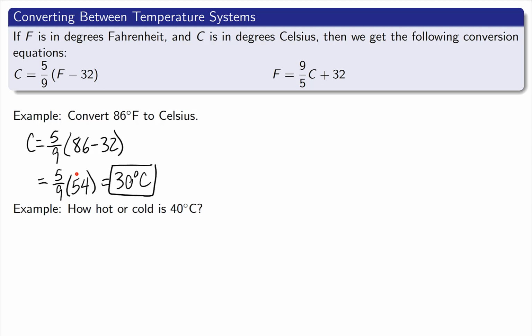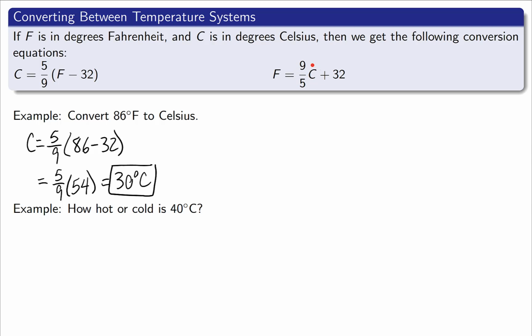How hot or cold is 40 degrees Celsius? 40 degrees, if we just think about it as Fahrenheit like we're used to, 40 degrees is a little bit cold. Not too cold, but a little bit. But in Celsius, you can already look at the previous problem and say, yeah, that's going to be pretty hot. 30 degrees was 86 Fahrenheit. 40 degrees, well, let's find out.